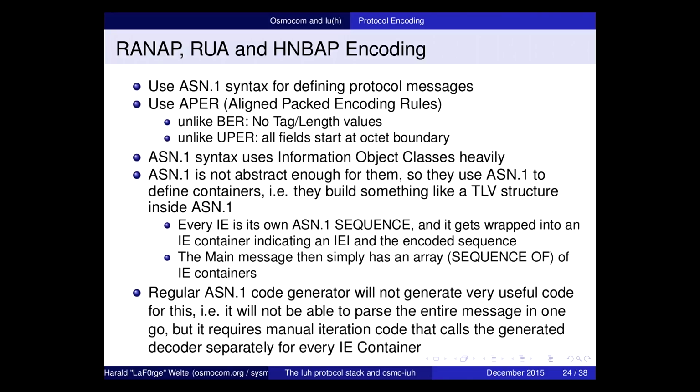Now, the point is you use the ASN1 syntax and you generate some code for encoding or decoding, and then you're not really done at that point. Because then you see, oh, this is a list of containers, and you need to look into each of the containers and call the decoder again for each of the elements in the list. And then in there might be another level of containers, and you unpack it again. So it's a little bit like Matryoshka dolls nested in each other.